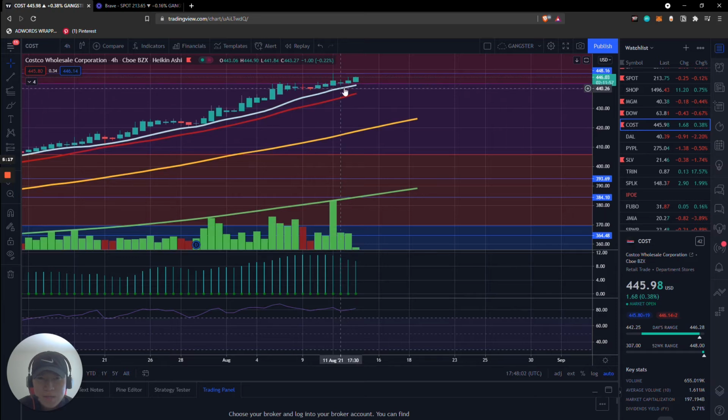But if it doesn't hold and it breaks below again, I would say if it breaks below the simple moving average, which this is the 13, the red one is the 21, the gold is going to be the 50, and the green is the 200, right? So if I see this pushing back down under 440, that could be a confirmation to buy puts, go short, right? Shorting the stock, making money on the downside.